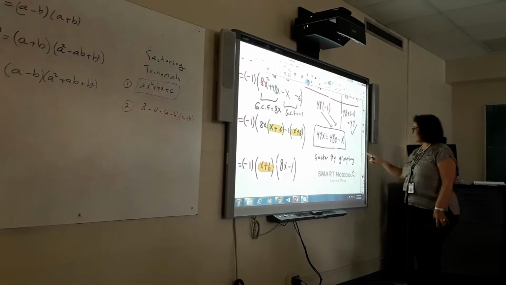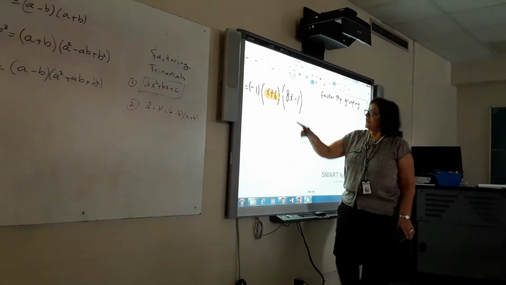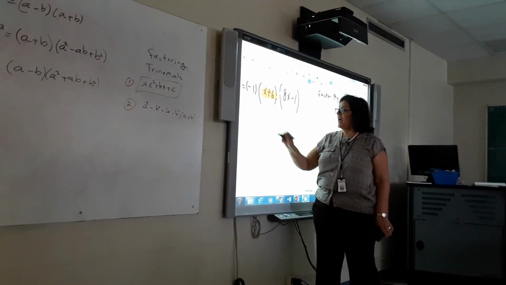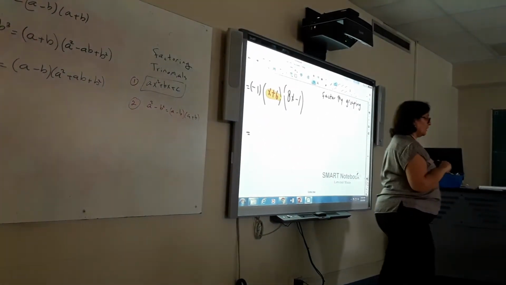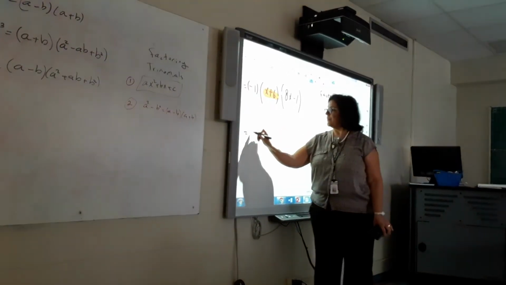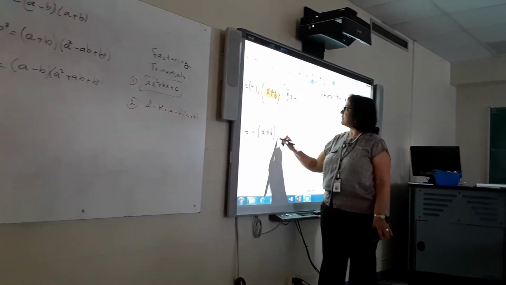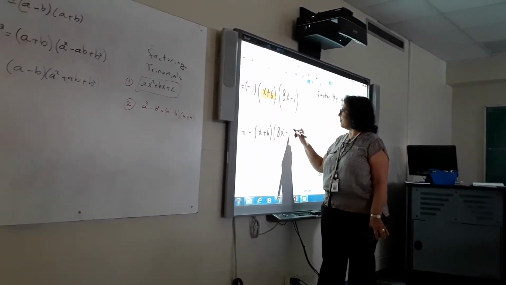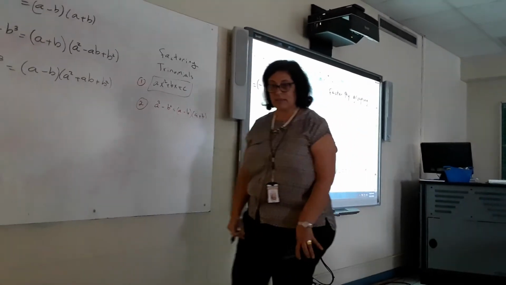Now, what's your name? Heavenly. Heavenly said, this -1, can I write it differently? Yes. -1 in math is going to be negative (x plus 6) times (8x minus 1). This is one way to write this factor.